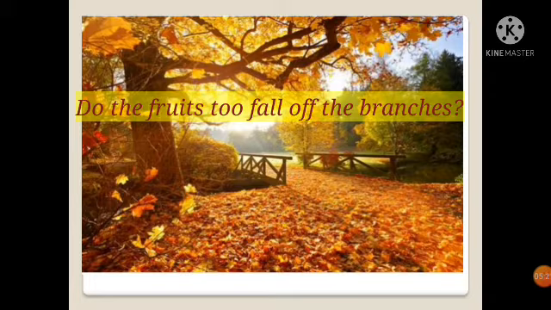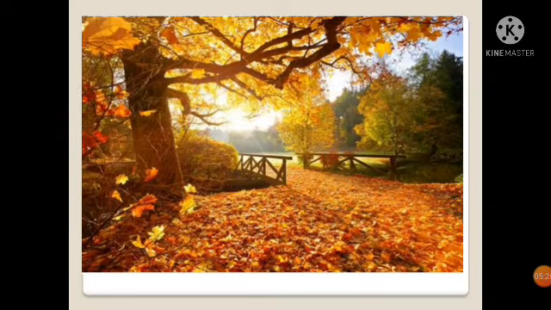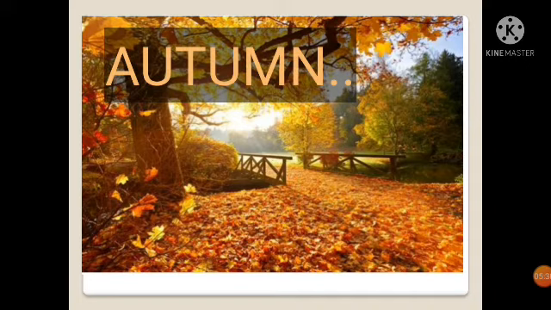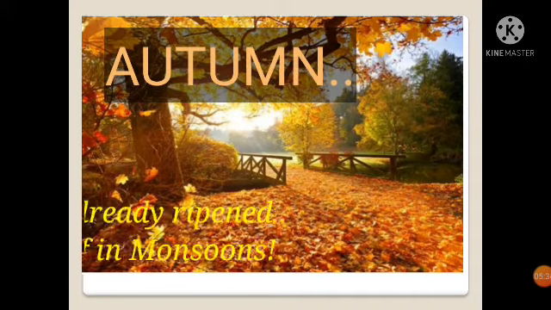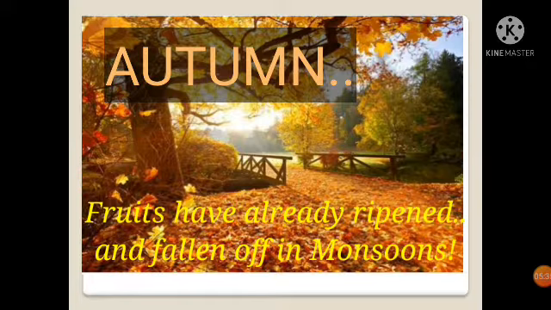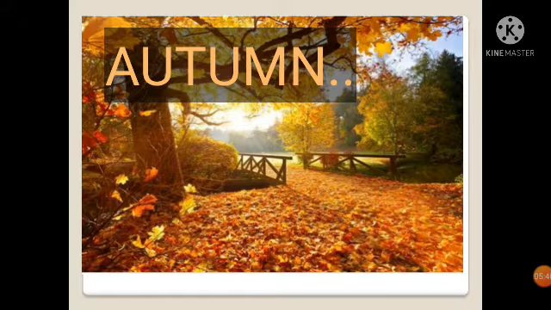That is a good question. Actually, fruits, beta, already have fallen after getting ripened in summer season, in monsoon season. You must have noticed in summers there are lot many fruits and vegetables and flowers. And in monsoon also we get so many flowers and greenery all around. But fruits have already fallen, now it's time for the leaves to fall. Now it's time.